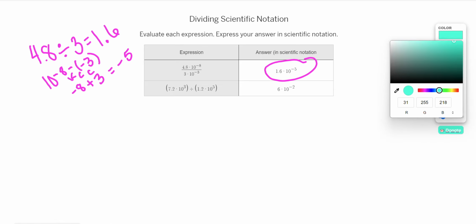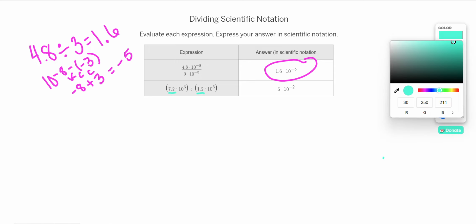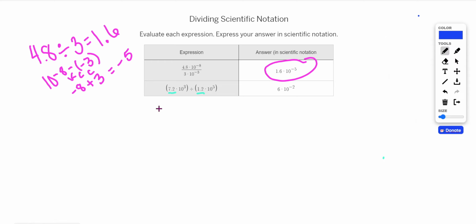So for the next one, how we do that one is the same process. Take your first two numbers, 7.2 and 1.2, and we're going to divide those. So 7.2 divided by 1.2 is exactly 6. So that's how we got 6 over here.